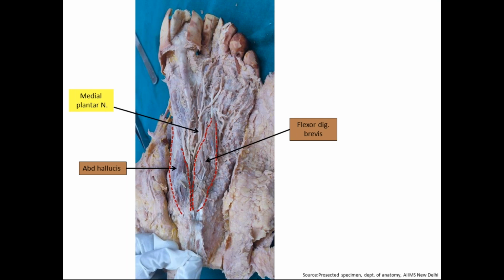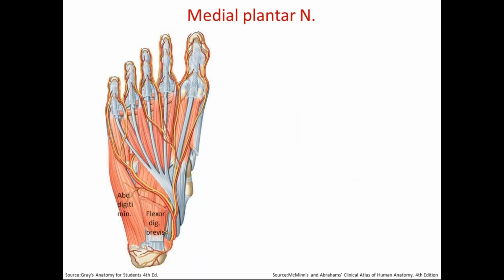So that's how you have to identify the medial plantar nerve. You have to identify first the flexor digitorum brevis, then the abductor hallucis, then in between them you have to identify this medial plantar nerve. Now on the lateral aspect, you can see the abductor digiti minimi. So between the abductor digiti minimi and the flexor digitorum brevis, the nerve structure which is present over there, that is the lateral plantar nerve. Okay. So from now onwards, we will discuss this medial and lateral plantar nerve individually.